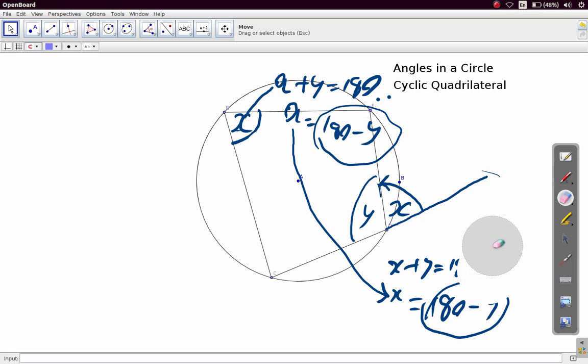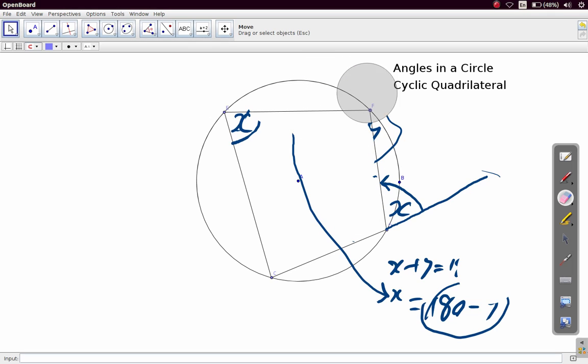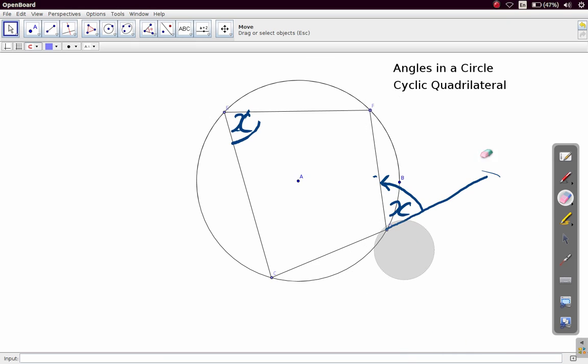Alright, let's get rid of these things. So it seems reasonable enough. Oh, you see what happened? This statement is true. It is true. X here, this angle here, and this angle here would be the same, right? The angles would indeed be the same. All right. So that is the case.